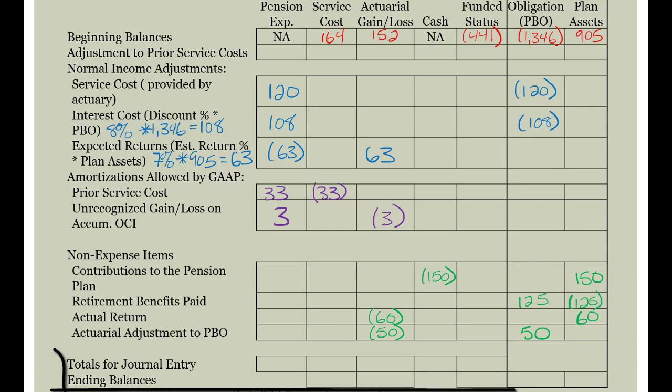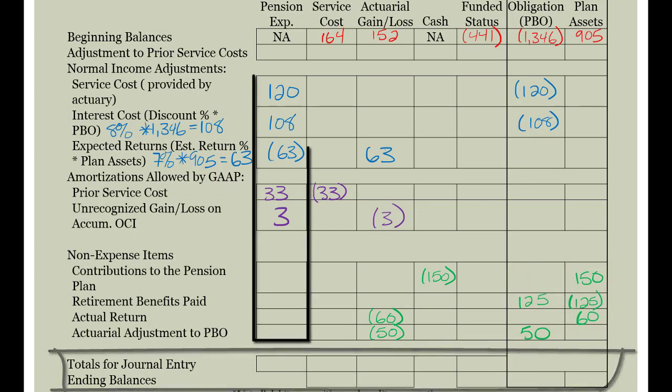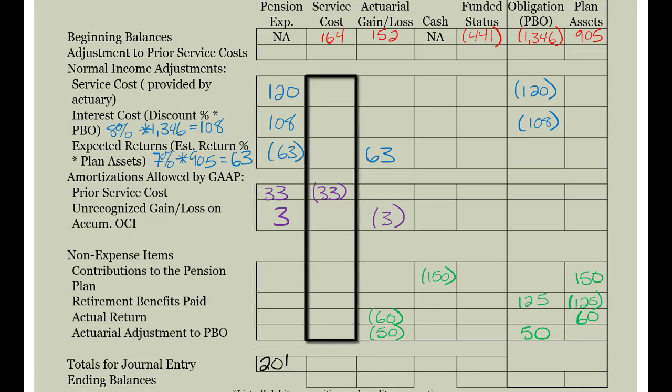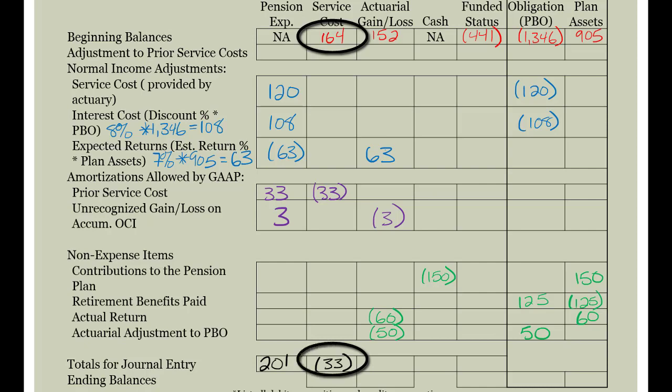All right, let's add up and get these last 2 rows. So 120 plus 108 minus 63 plus 33 plus 3 gives me 201 as my pension expense amount for my journal entry. Let's see, 33 plus nothing gives me a credit of 33 for prior service costs. 164 minus that credit of 33 is 131. Again, it's shrinking just like it should be.